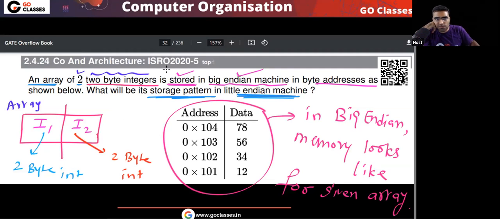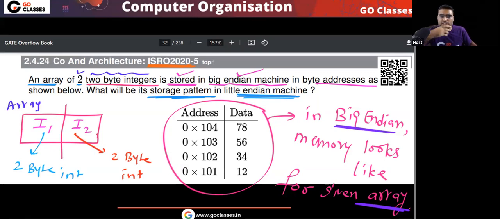This is a beautiful question from the ISRO exam. A very nice question in ISRO 2020. What is the question saying? In the big endian machine, this is how your memory looks for the given array. You are storing this array in the big endian machine, and this is how your main memory looks. Now you tell me, in the little endian machine, how will the memory look?